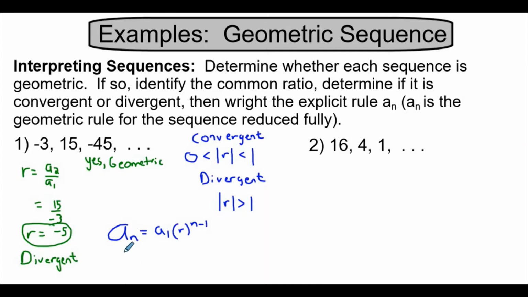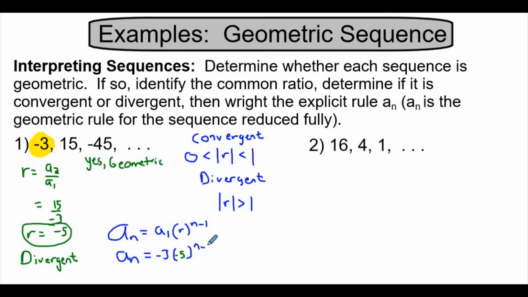And all we do is just put the numbers in, right? AN is equal to A1, which of course is the same thing that we had before, it's just the first term. And so that would be -3. And R we already found, right, because R was -5. And then the n minus 1 is just part of the formula, just like it was for the arithmetic.